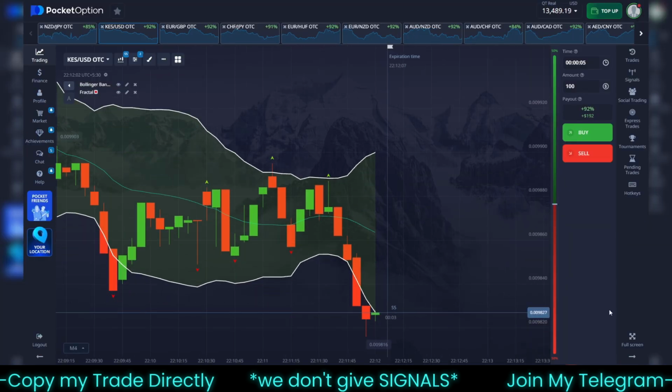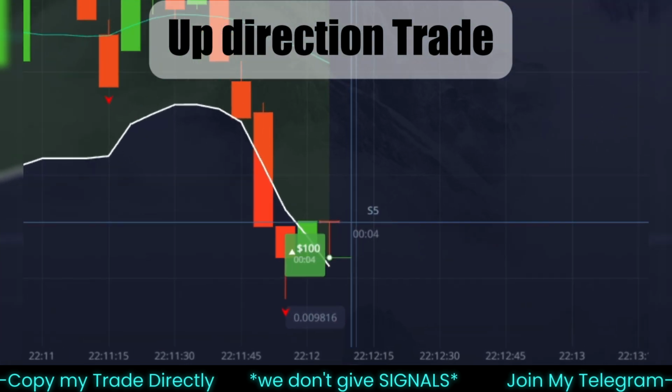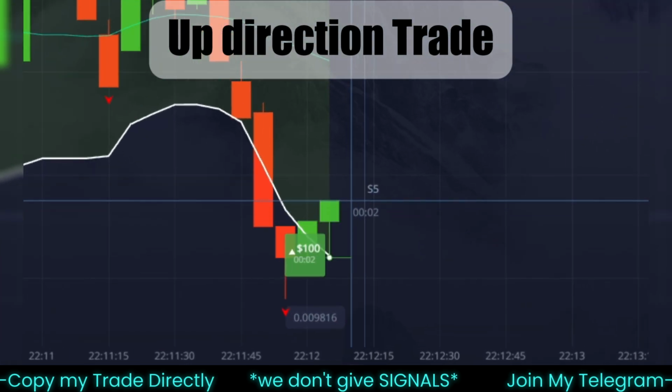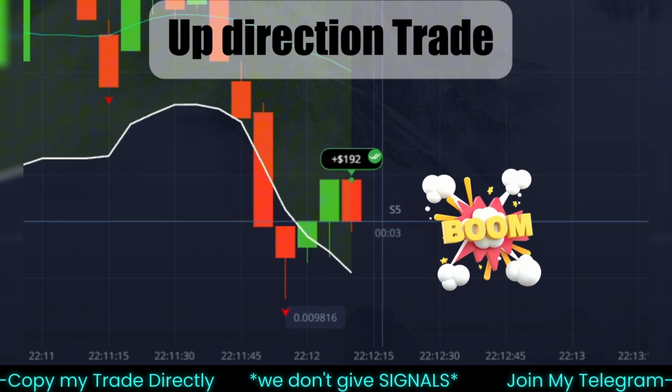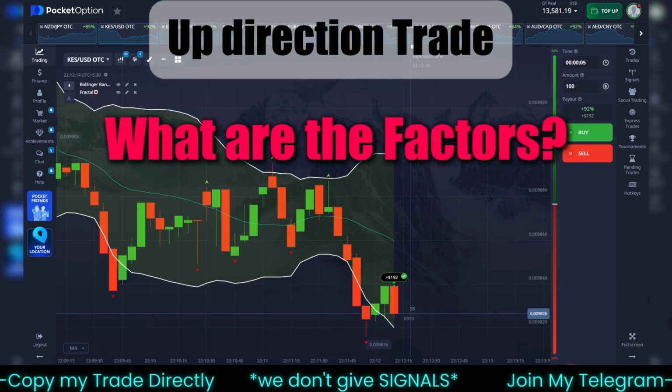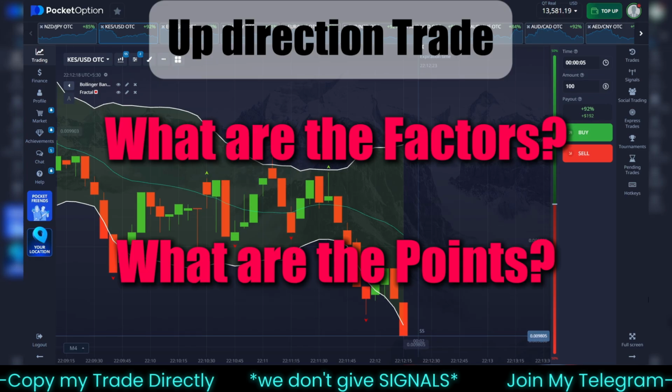So here I am explaining to you the up direction trade first. I marked a potential entry here for a 5 seconds up direction, and the setup followed through nicely. Now what are the factors and what are the points I kept in my mind before marking this setup?